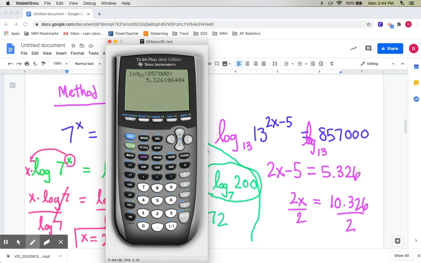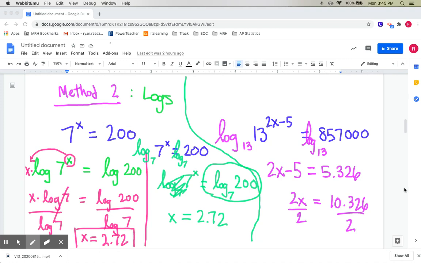When you do this in the calculator, use the full number. So I'm going to do plus 5. Now it's that full 10-point number divided by 2. 5.163 would be my solution.